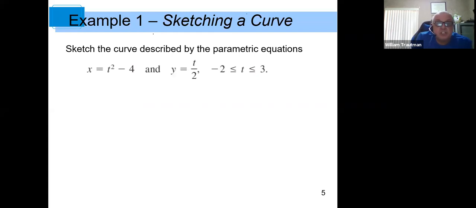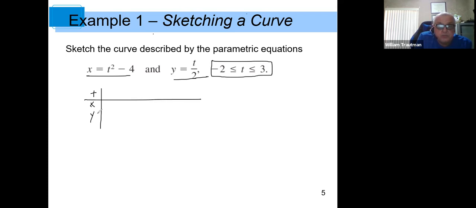So we're going to sketch this curve, and it tells you the t's are between -2 and 3. Here's what x is, here's what y is. So when we sketch this curve, it's going to look like this. You have a t, then you have the x values, then you have the y values. And t is going to be going from -2 to 3: -2, -1, 0, 1, 2, 3. So there's our t's. Now, to find our x values, you plug in the t values.